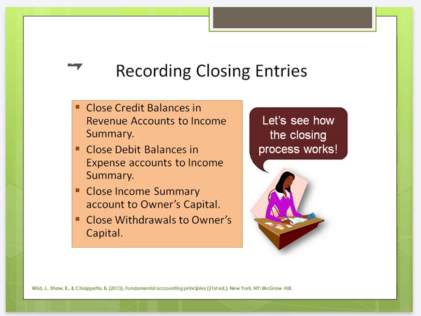We are going to have four basic closing entries. The first closing entry, we are going to close our revenue accounts to the income summary. Next, we'll close our expense accounts to the income summary. Our third entry will be to close the income summary to the owner's capital. And finally, we will close withdrawals to owner's capital.